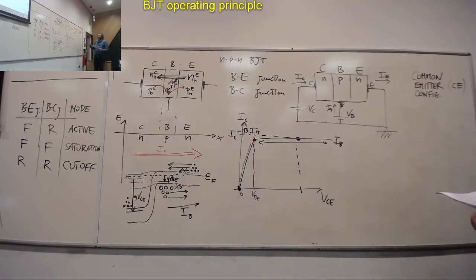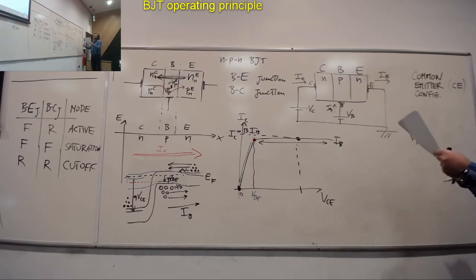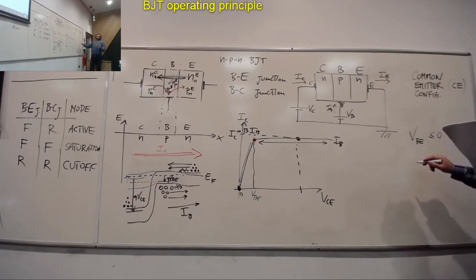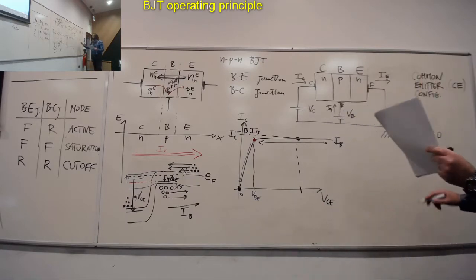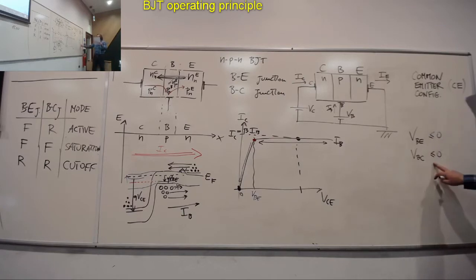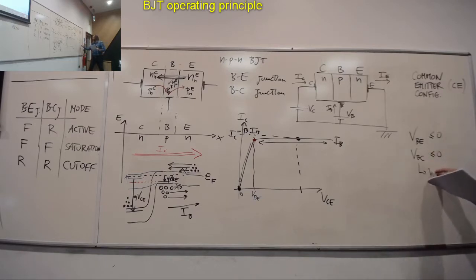So I'll write the conditions here. The BE junction reversed means VBE smaller or equal than 0. We will see what it means for us that it is equal to 0. VB equal to VBE. And the other one, that the BC junction is reverse biased, means also VBC smaller or equal than 0. Again, we do the same story. We try to transform this one into something related to the emitter. So remember, this means VCB bigger or equal than 0.